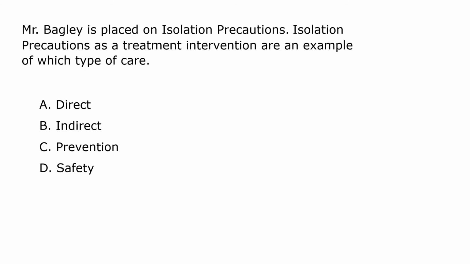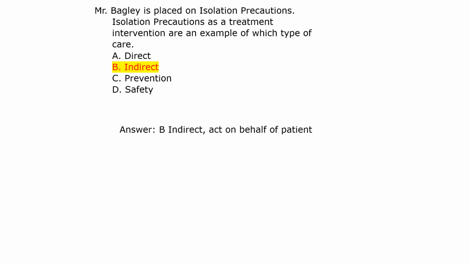Mr. Bagley is placed on isolation precautions. Isolation precautions as a treatment intervention are an example of which type of care? A. Direct. B. Indirect. C. Prevention. D. Safety. Answer B. Indirect. Act on behalf of patient.